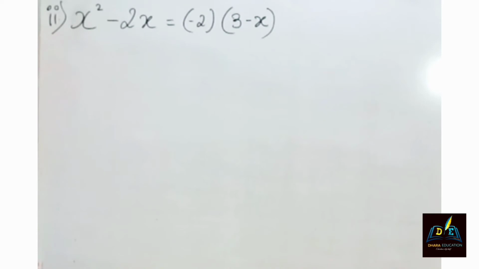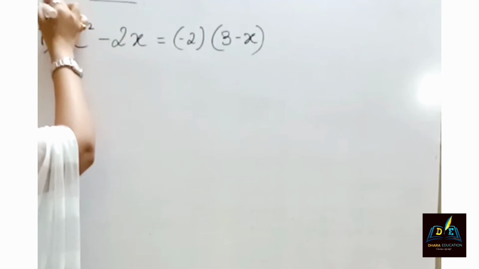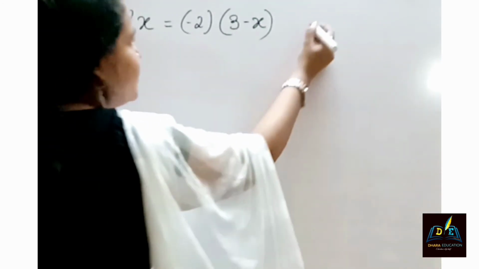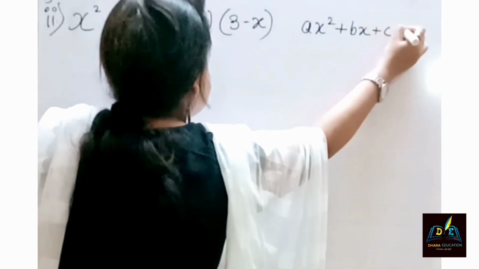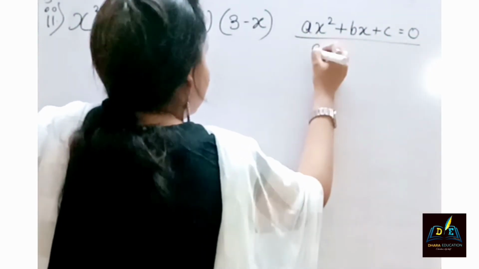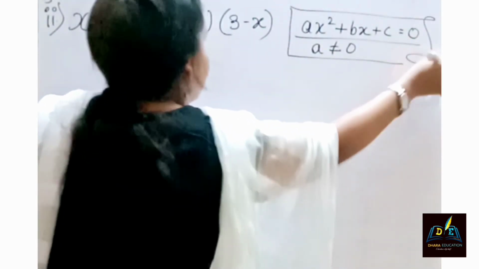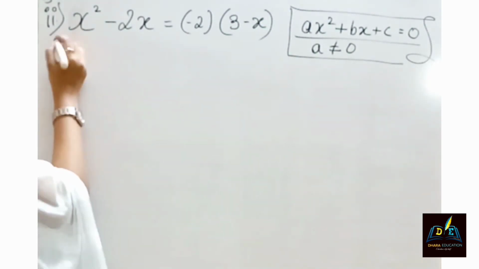This is another sum, question number 2 of exercise 4.1, question number 1. Here, what we need to do is also very simple and easy, and here also we need to understand two particular steps, that is the standard form ax square plus bx plus c is equal to 0, where a should not be equal to 0. So this you need to understand very clearly. Okay, let's start with the sum.